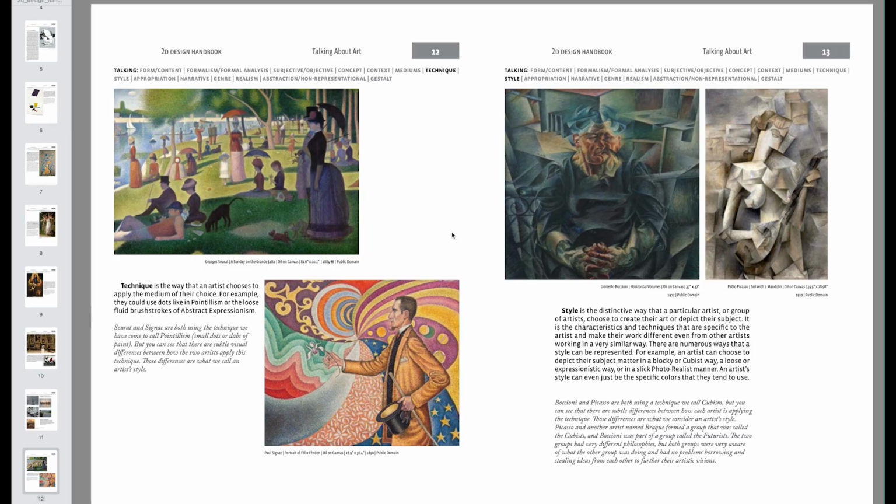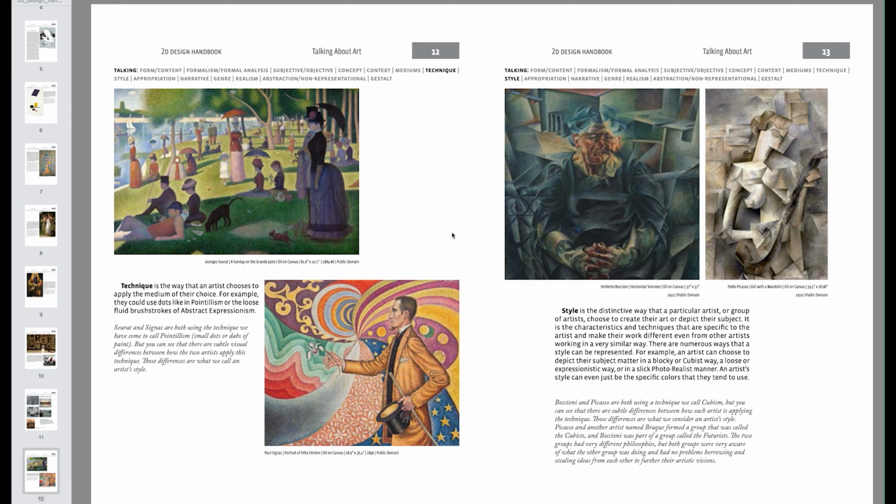Now, style is the distinctive way that a particular artist or group of artists choose to create their art or depict their subject. It is the characteristics and techniques that are specific to the artists and make their work different, even from other artists working in a very similar way.